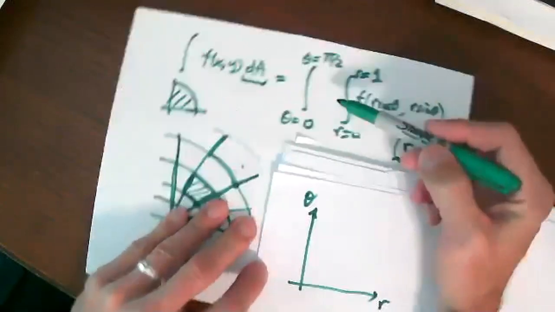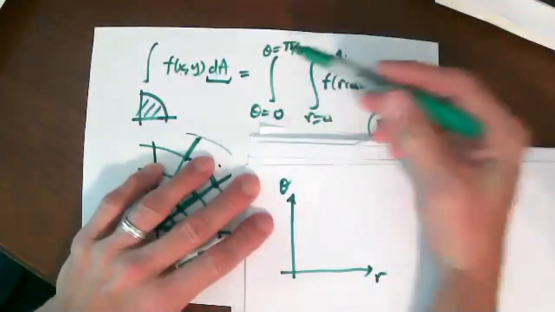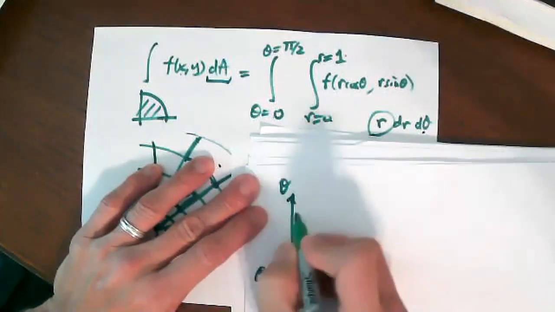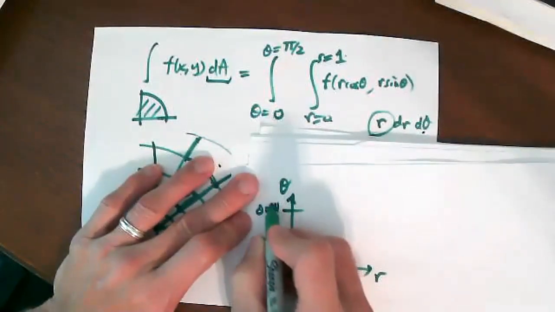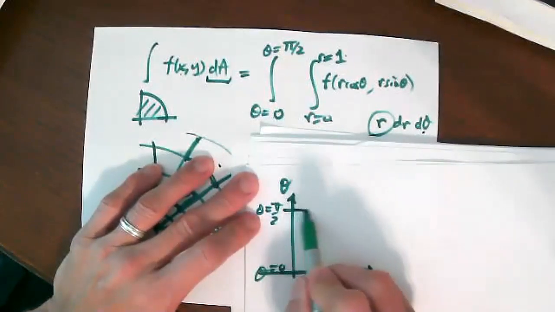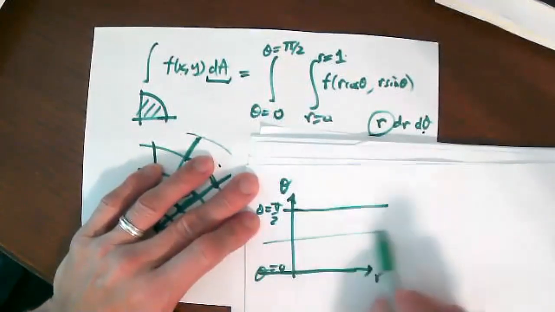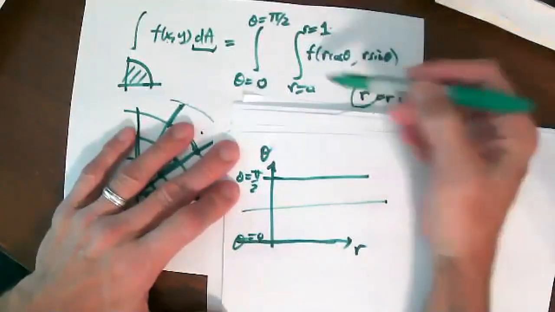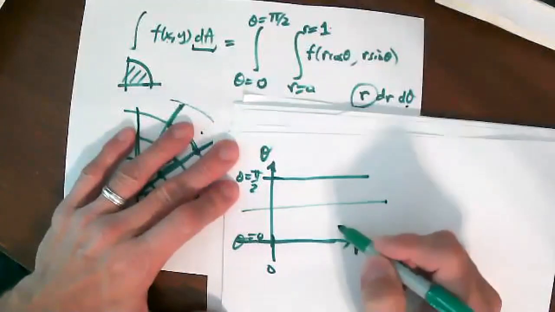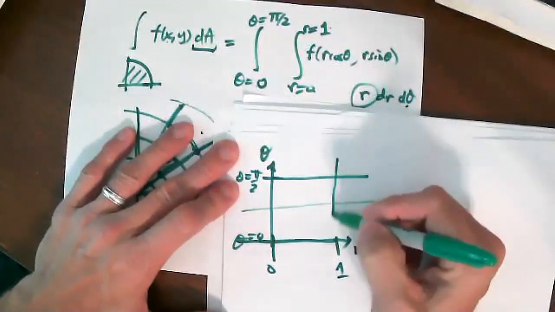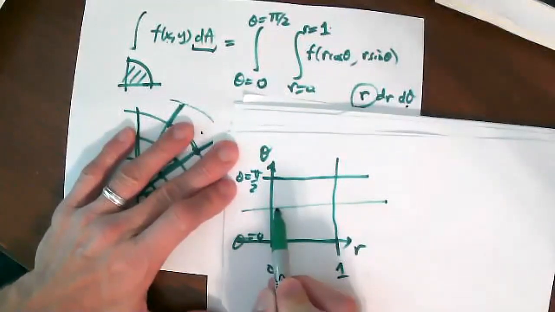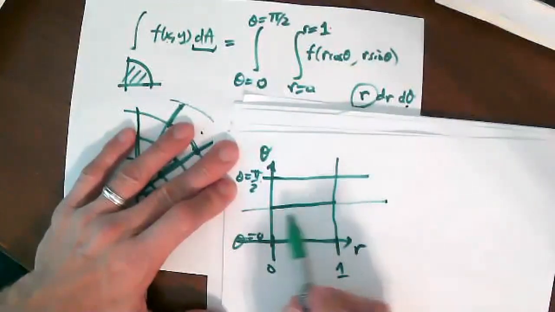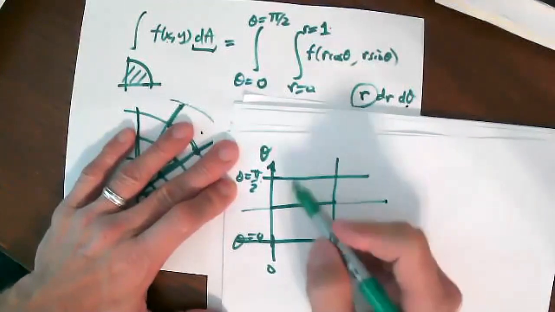These limits of integration say that the thetas should range from 0 to pi over 2. Here's where theta is equal to 0, and here's where theta is equal to pi over 2. And independently of which theta you choose, between those two numbers, you're going to have r coordinates that vary from 0 up to 1. And that's true for every intermediate value of theta between theta equals 0 and theta equals pi over 2. All the thetas give you the same range of r's.